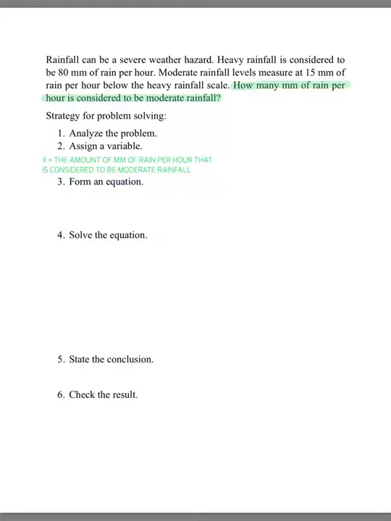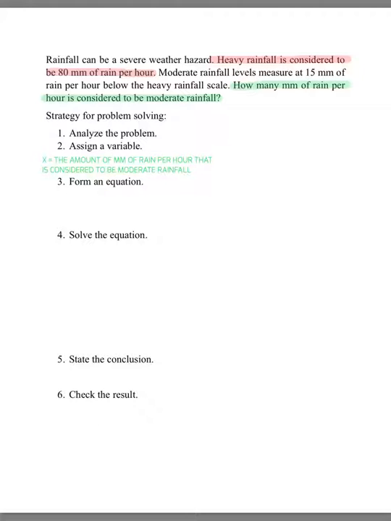So now let us go back to analyzing the problem. Let's see what other information we can extract from the given sentences. Well, we know rainfall can be a severe weather hazard. That doesn't necessarily help us out here, so let's jump on to sentence number 2. It says heavy rainfall is considered to be 80 millimeters of rain per hour. So we got something descriptive here.